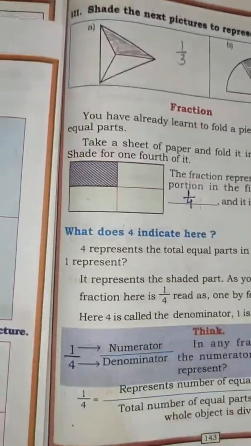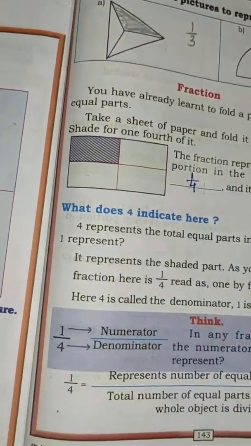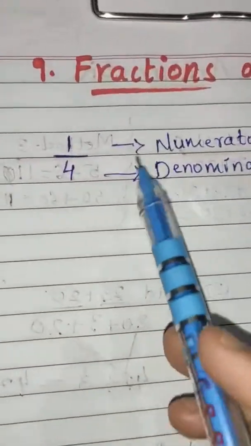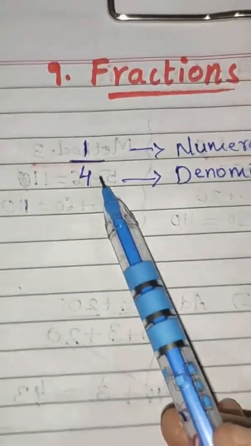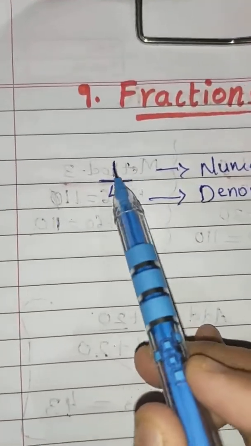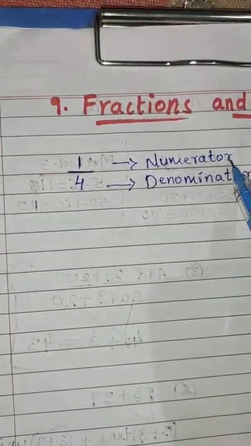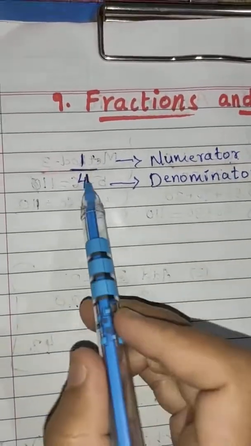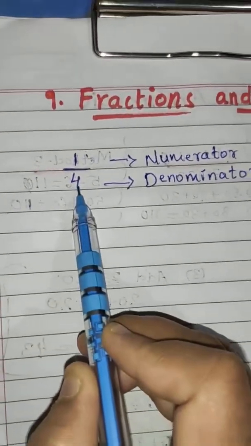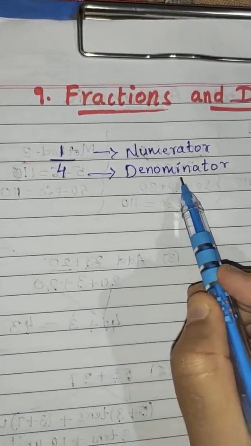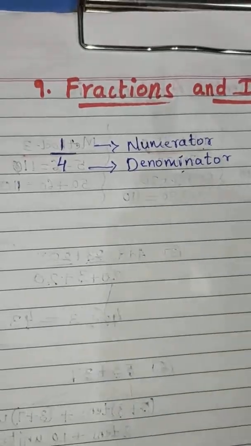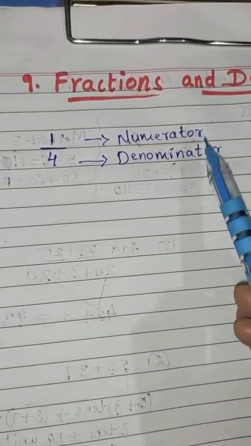Okay. Next. So children, here in this 1 by 4, this will be read as 1 by 4. You know it, right? So this, the upper number, can you see here, this one? It is called a numerator. In the fraction, this upper number is called numerator, whereas this below number is called the denominator. Okay, so here, what do the numerator and denominator represent?